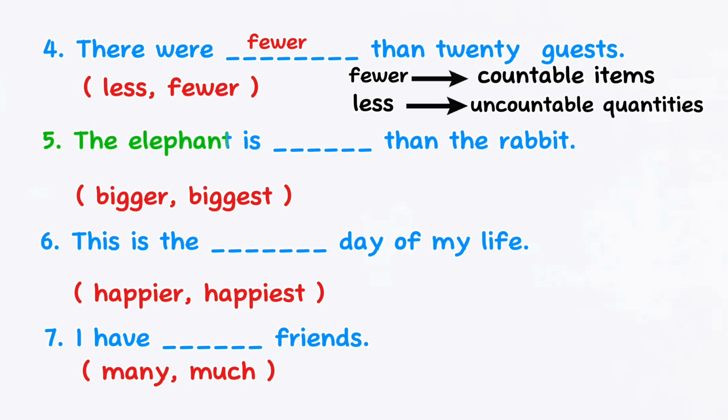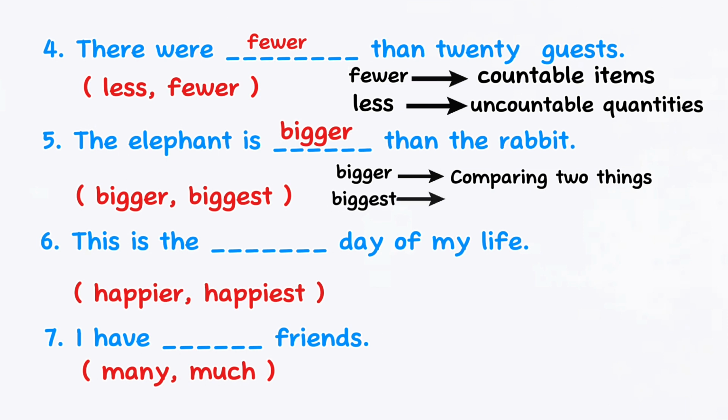The elephant is blank than the rabbit. The choice is bigger, biggest. The answer is bigger. The elephant is bigger than the rabbit. Bigger is the comparative form of the adjective big, used when comparing two things. Biggest is the superlative form of the adjective big, used when comparing three or more things. However, in this sentence, we are only comparing the elephant and the rabbit, so the correct choice is bigger.